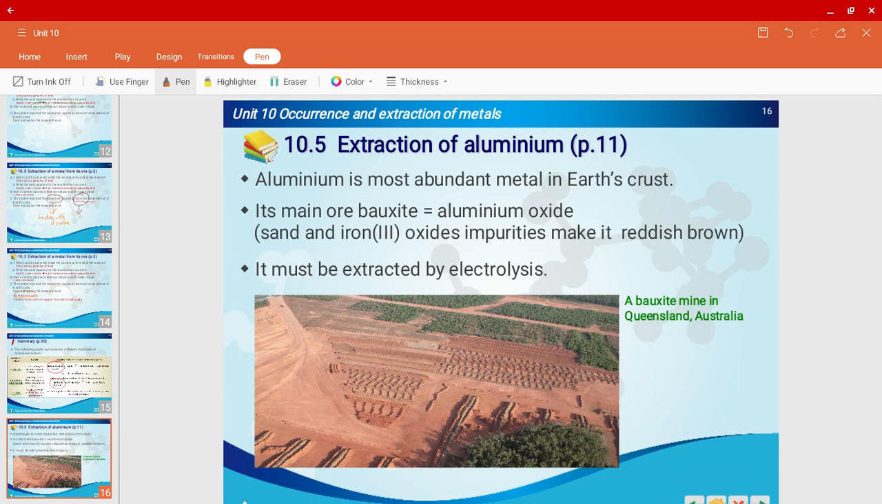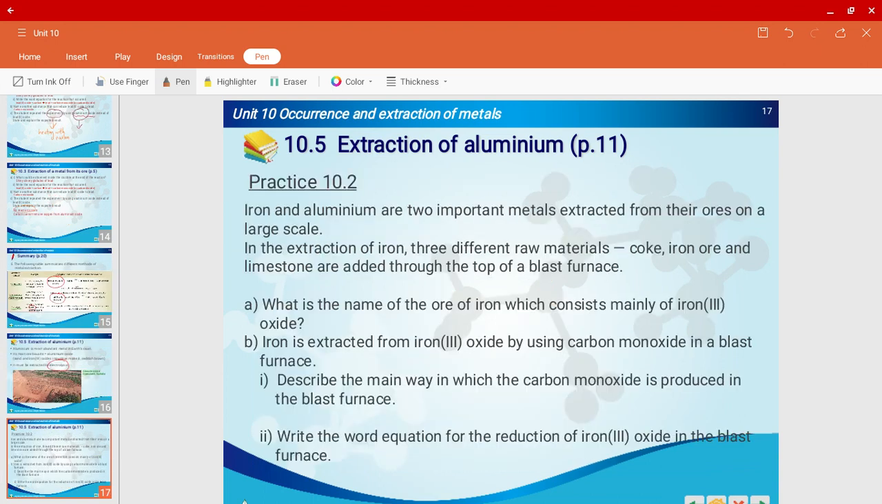So talking about aluminium, as we know, aluminium is the most abundant metal. So remember, I've showed you the graph before. Iron is the second most abundant metal. Its main ore is bauxite, which is aluminium oxide, and the metal must be extracted by electrolysis. So aluminium metal is extracted by this process. Now, keeping all of this in mind, let's do some questions now.